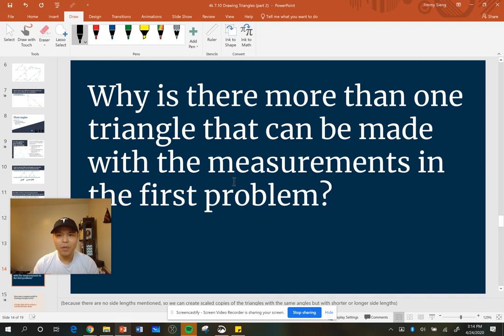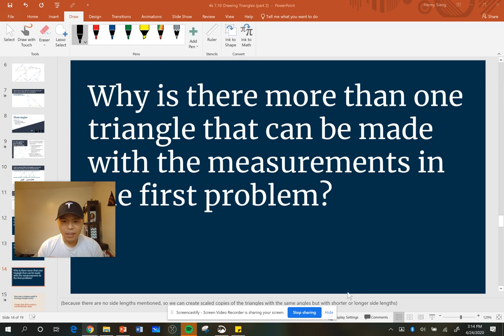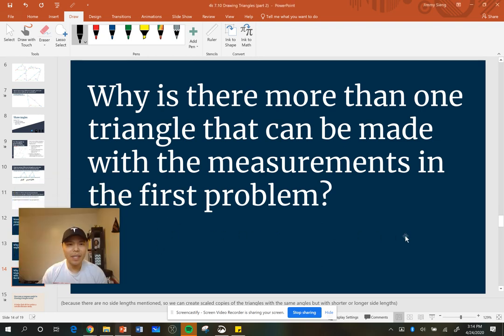So why is there more than one triangle that can be made with the measurements in this first problem? Looking at my bottom, it says because there are no side lengths measured, so we can create scale copies of the triangle. We just didn't know there's any side lengths. So we need to know some lengths in order to help us build a triangle, okay?